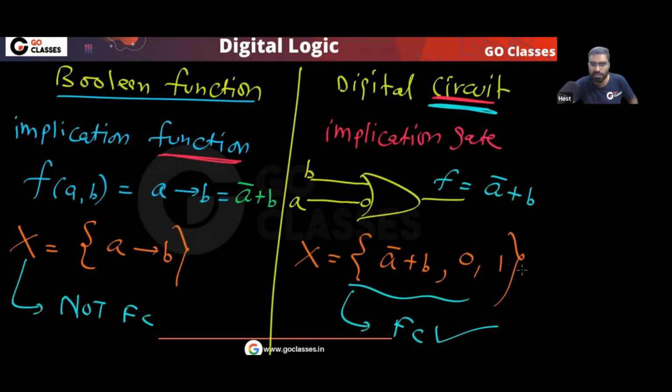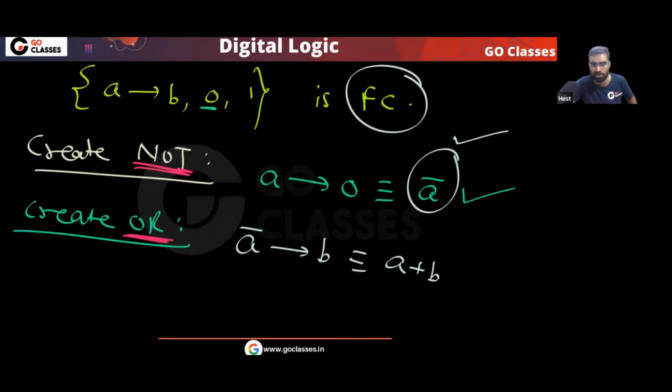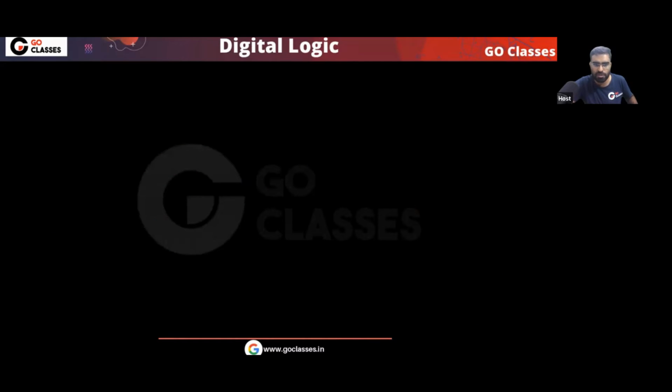So remember, this implication gate is functionally complete. Because whenever you are discussing digital circuits, these 0, 1 signals are by default available to us.